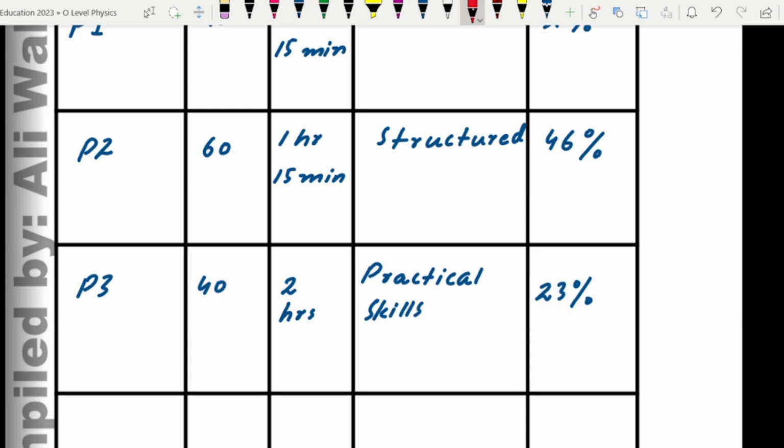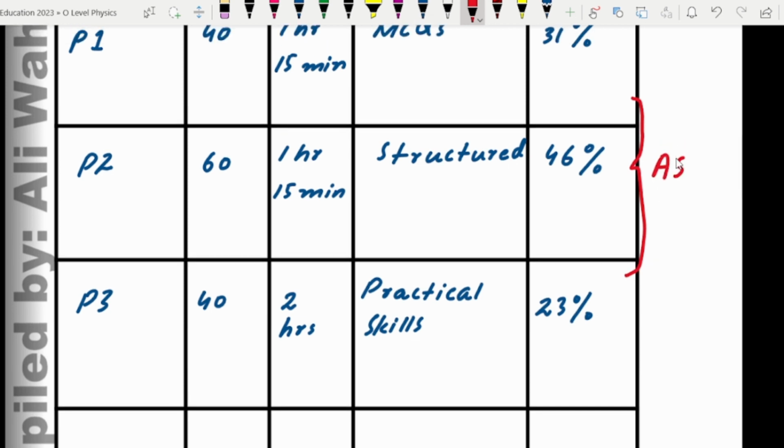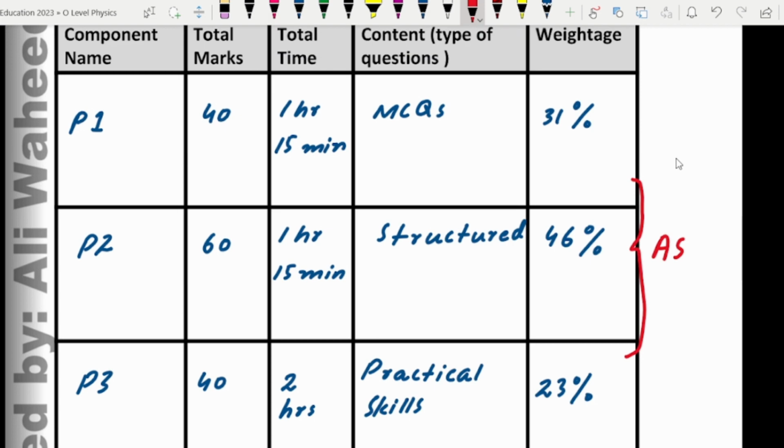All of these weightages are for your AS grade. So 31% from paper 1, 46% from paper 2, and 23% from paper 3. Collectively, they would determine your AS physics grade.